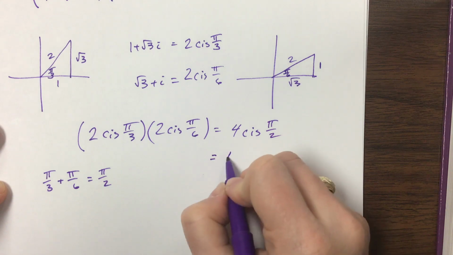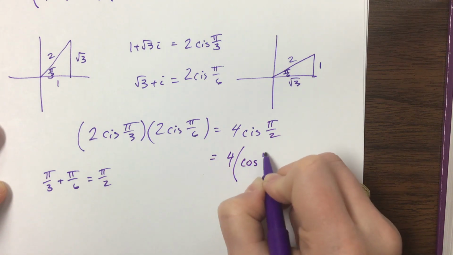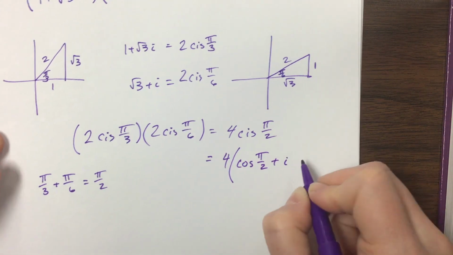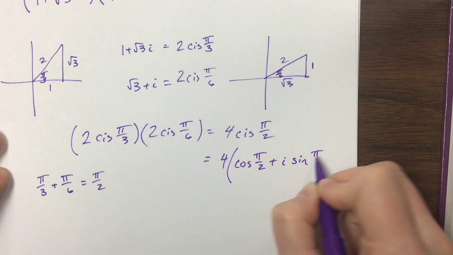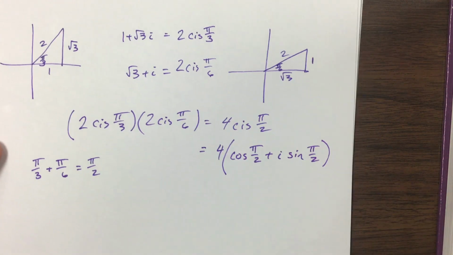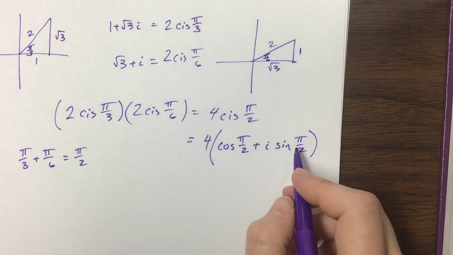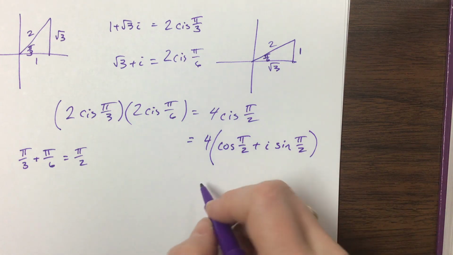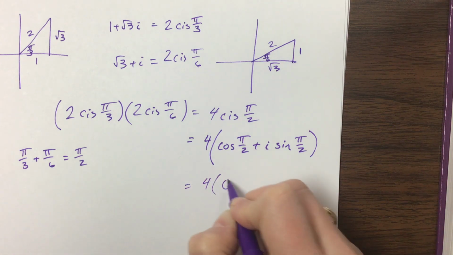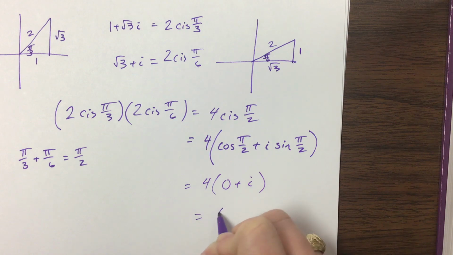So this becomes 4 times cosine of pi over 2 plus i sine of pi over 2. Pi over 2 has a y value of 1 and an x value of 0. So this is 4 times 0 plus i. So this is just 4i.